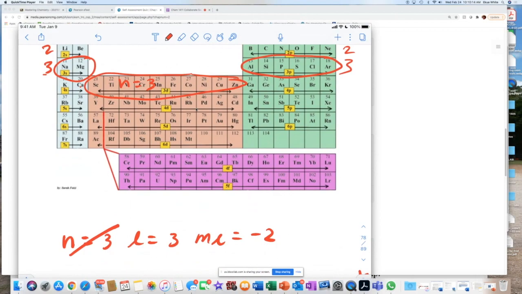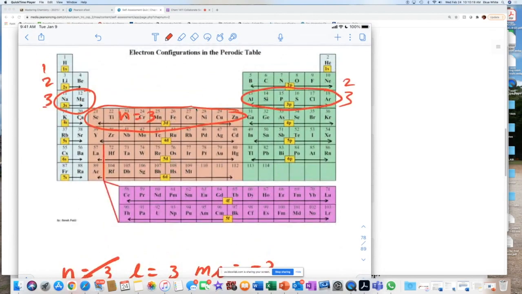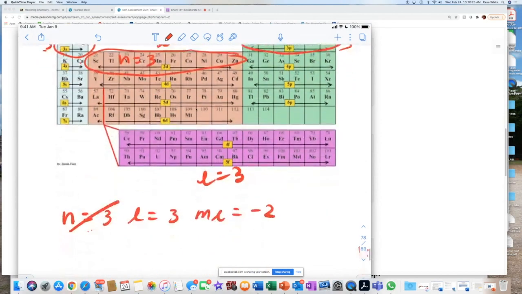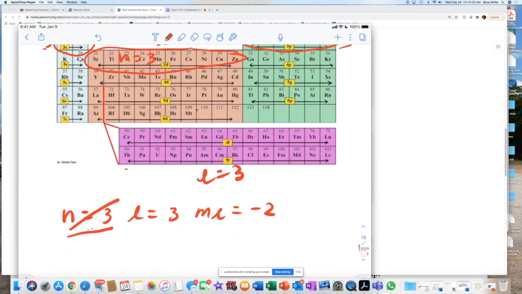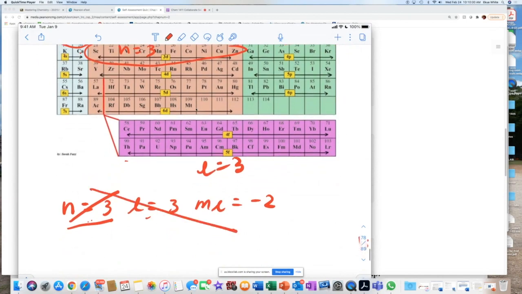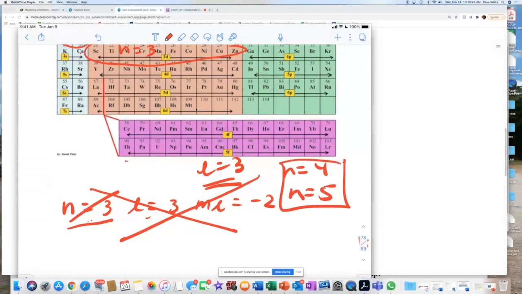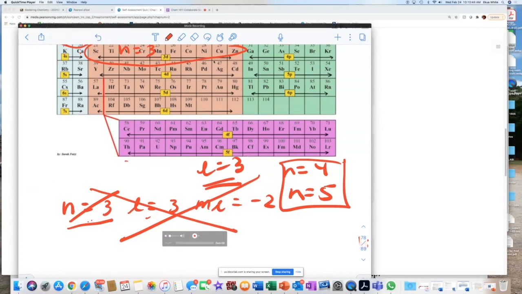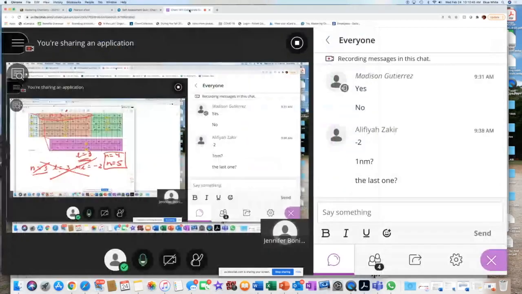Now let's find, it has to be N is 3 and L is 3. Now, this is L is 0. This is L is 1. This is L is 2. This is L is 3. But we just said there was no N is 3 when you are at L is 3. For that reason, this is not correct. For L is 3, we only have N is equal to 4 and N is equal to 5. We don't have any of the other N's here. Okay? So yeah, the last one is the one that doesn't work.